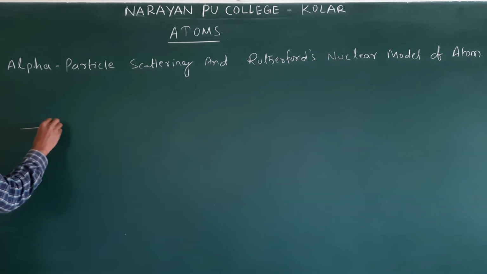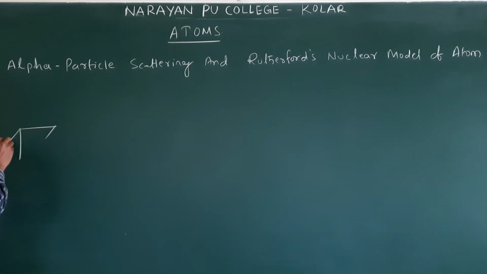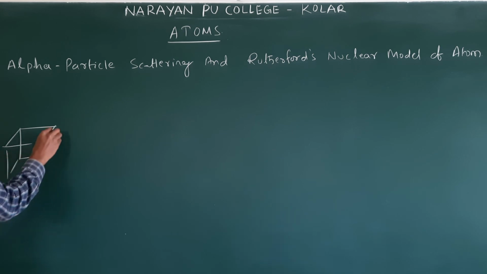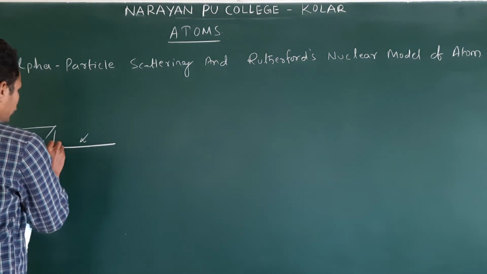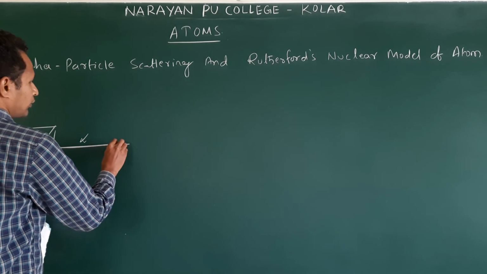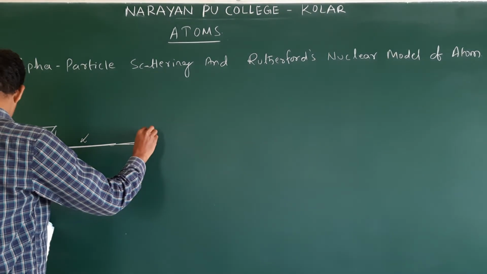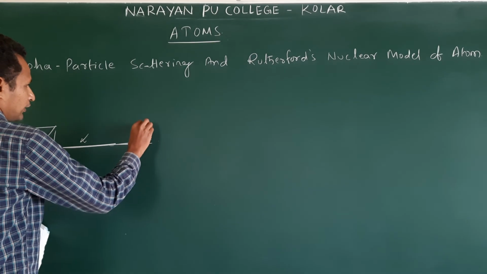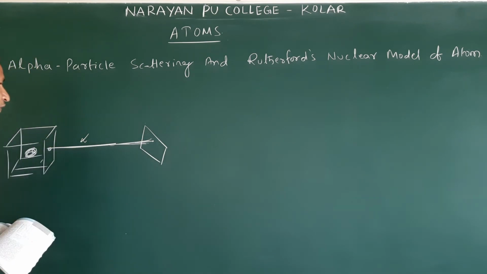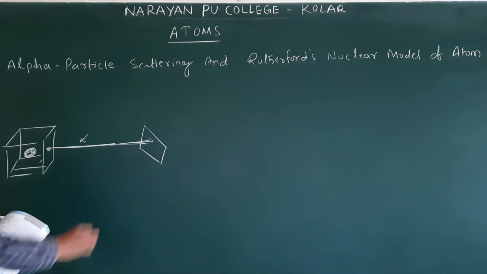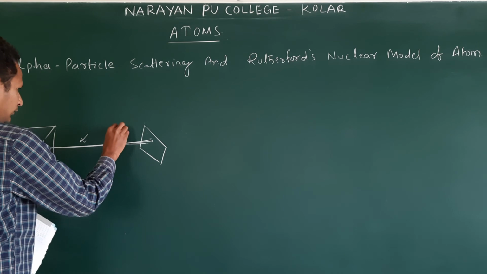So here this is a lead cube. In this he made a fine mold. Here we have a radioactive element from which alpha particles come, and they allow these alpha particles to fall on the gold foil. This is the gold foil, meaning a gold sheet. Clear?